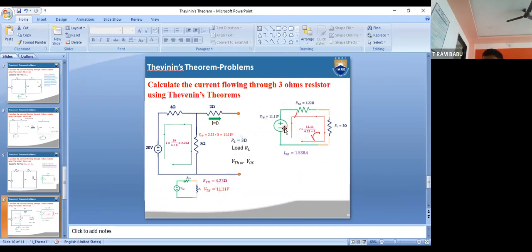Okay, so after that, this is a single loop connection, a single loop formation. So what is the I value? I equals VTH divided by RTH plus RL. So this is your required current value, 1.538, the load current value. Do all of you understand?